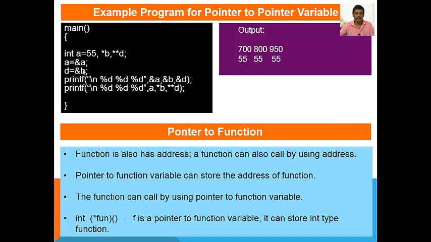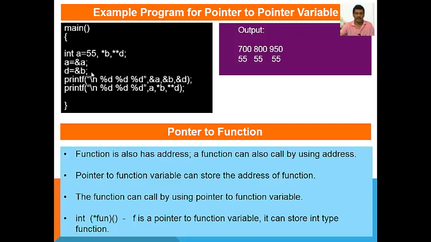D equal to ampersand b. The address of b is assigned to d. The address of b is 800. For example, the address of a is 700, this address is 800, and this address is 950. So here we assign the address of a, that is 700, into b. Then the address of b is assigned to d. The address of b is 800. 800 is assigned to d.